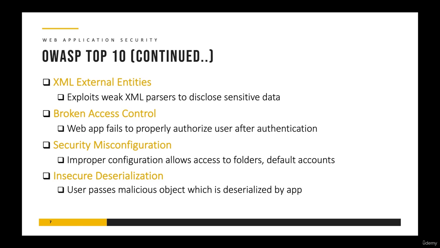Now in this type of attack, the user passes a malicious object which has been serialized over the network, and at the destination, when the destination tries to deserialize this malicious object, it gets compromised because the malicious object is structured so that whenever deserialization is done, it is able to access confidential information.